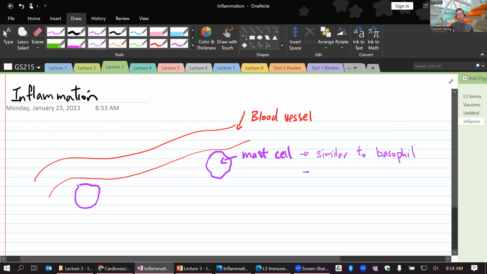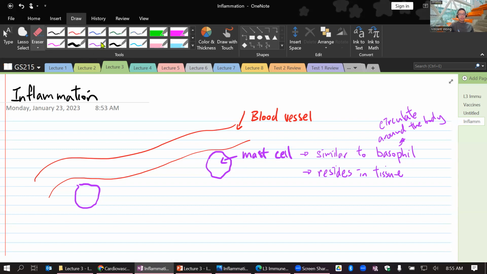The only difference is that the mast cells reside in tissue, whereas the basophils tend to circulate around the body. But they both play a role in inflammation. This is more for localized inflammation, like when you cut your fingers. This is more for systemic inflammation, like when you have an allergic reaction. Okay.